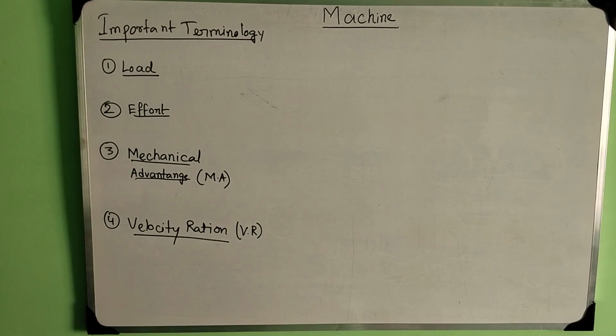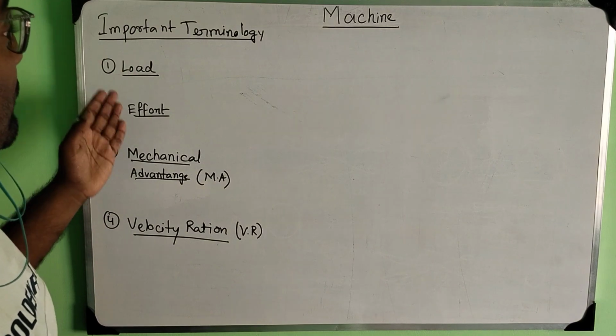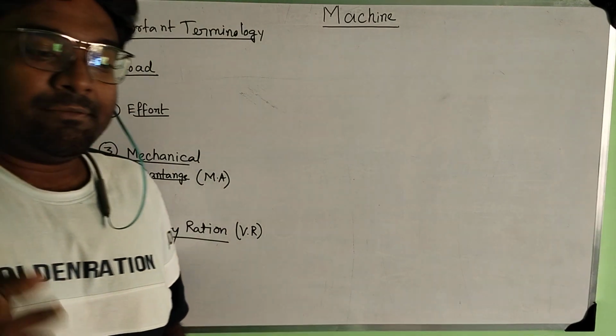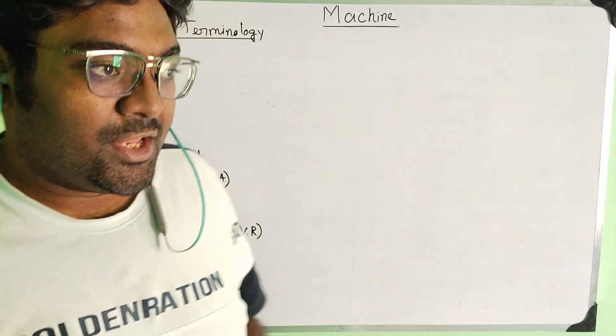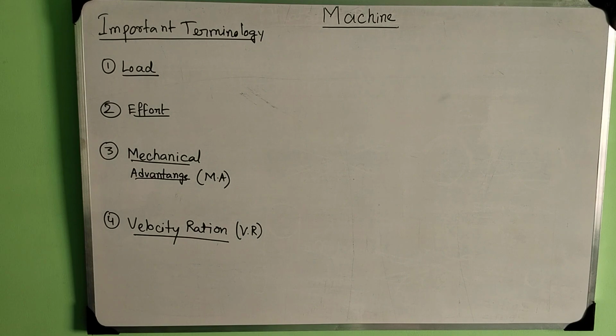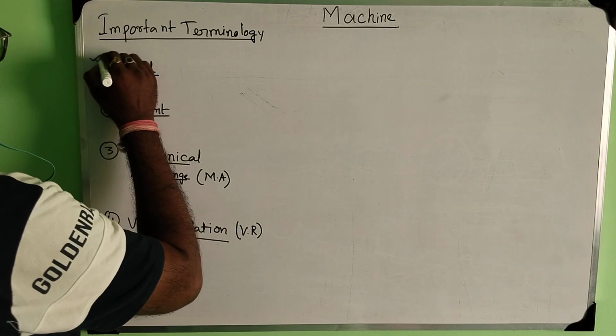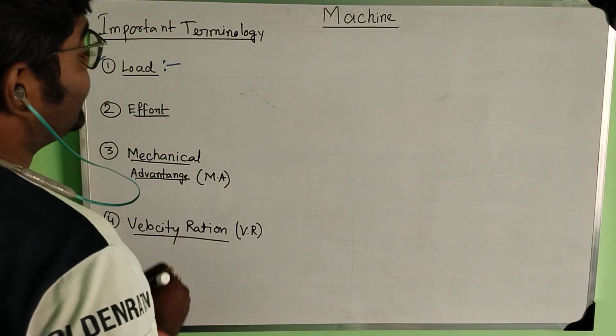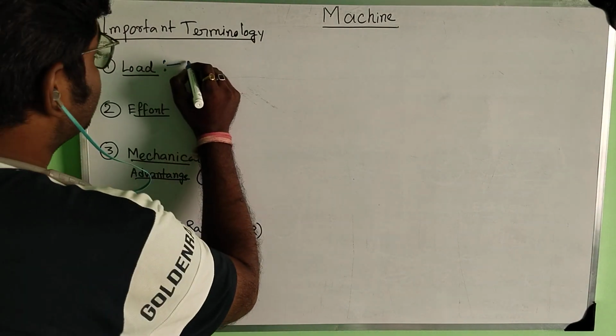Okay, so now we will discuss the important terminologies. Before starting with the machine, we have to know what the terminologies are. That means the first terminology is: what is load? Now load, it is actually the resistive force.